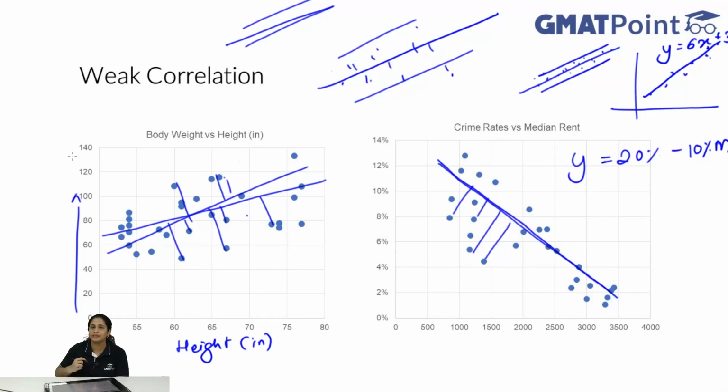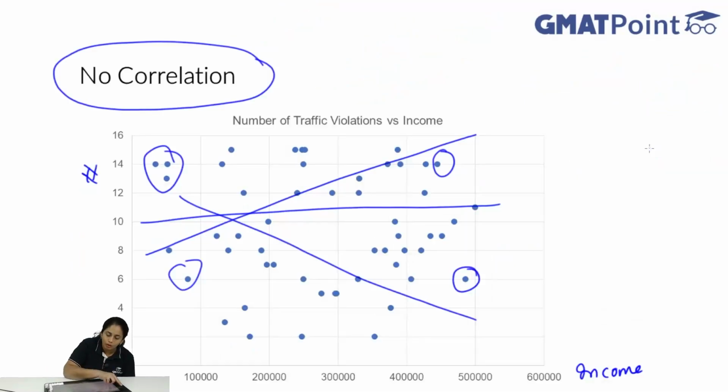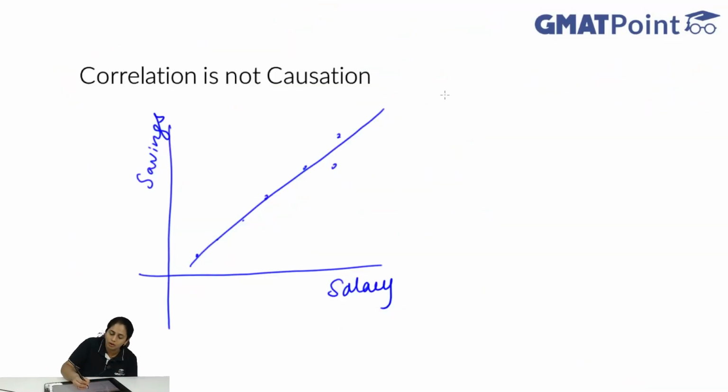So even if something is correlated, it need not be that A is the cause of B or B is the cause of A. We can't say that crime rates are the reason for the rent, or the rent is the cause of the crime rates. Neither way we can tell, because there can be a third cause. So the idea is that not all correlation is causation. Just because you have correlation does not mean that there is causation.